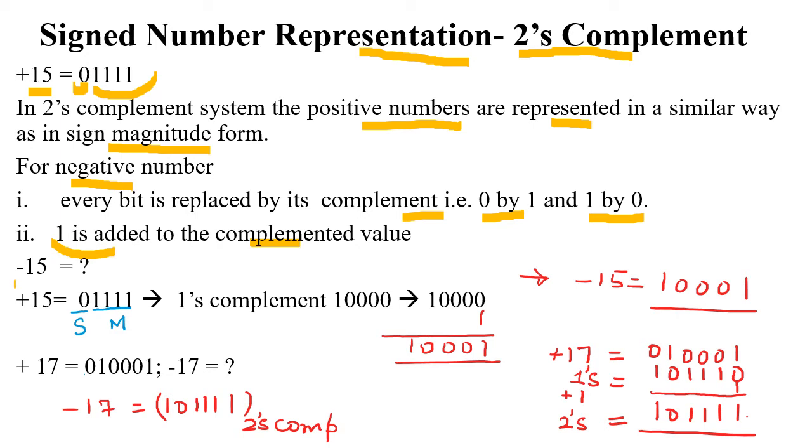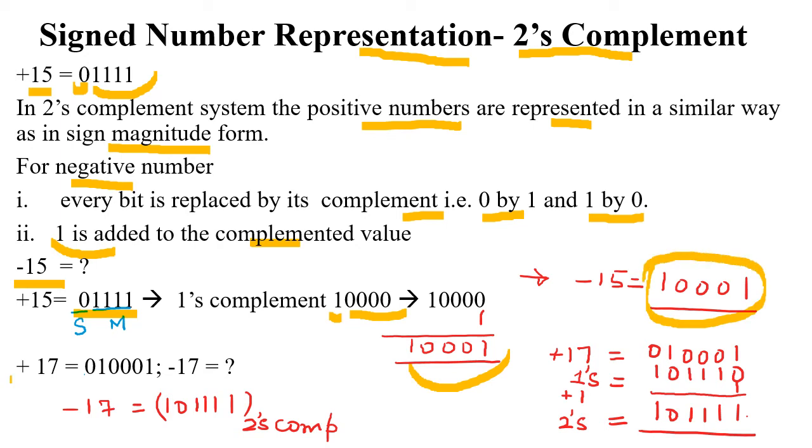That is, 2's complement is 1's complement plus 1. So how to find minus 15? First write plus 15, that is 0, 1111. Take its ones complement by replacing each bit by its complement value, 0 by 1 and 1 by 0. So we write 1 for 0, and we have 4 ones, so we replace them by 4 zeros. Now add 1 to it. When we add 1 to 1 and 4 zeros, it gives 1, 0001. So minus 15 is 1, 0001.